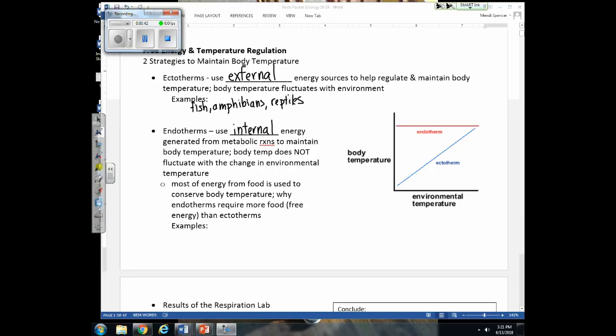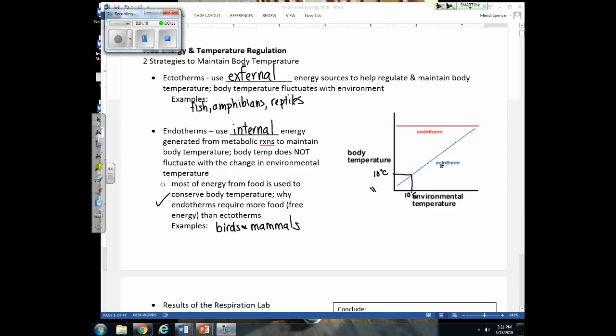I'm not going to spend a lot of time on this because we already talked about it, but you should recognize that as environmental temperature changes, you can tell this is the line of the ectotherm. Because if it's colder, let's say it's 10 degrees Celsius outside, then the body temperature of an ectotherm is going to be 10 degrees Celsius. So you can see temperature is changing as the environmental temperature is changing as well. Remember, some endotherms include birds and mammals.